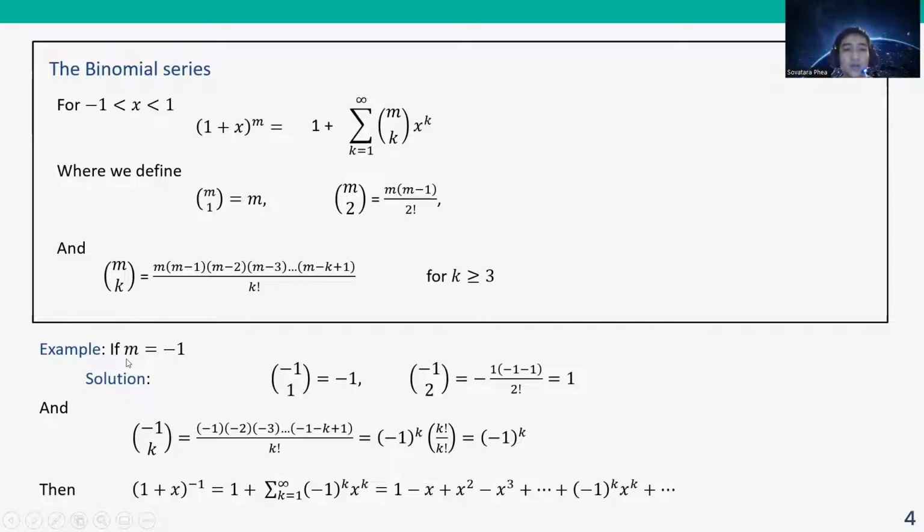Here is an example. If m = -1, then the solution: (-1 choose 1) = -1, (-1 choose 2) = 1, and (-1 choose k) = (-1)^k. Then you get the answer: (1 + x)^(-1) = 1 + the sum of (-1)^k x^k from k = 1 to infinity = 1 - x + x^2 - x^3 + ... + (-1)^k x^k + and so on.